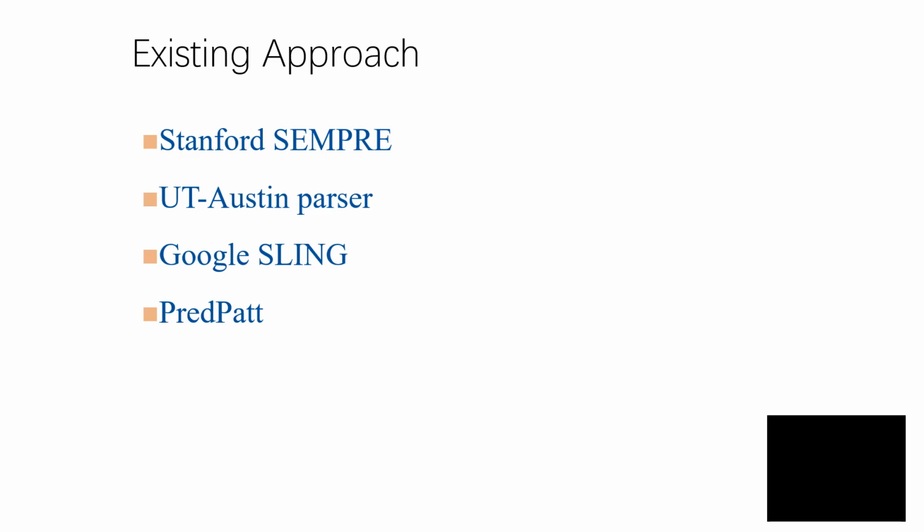And then we have Google Slim. It is a semantic parser that can get some semantic frames from the sentence we have and add these frames into our knowledge base to enrich the knowledge base. And we also have PredPad. It is a specific semantic parser that can extract the subjects and the objects from a sentence.